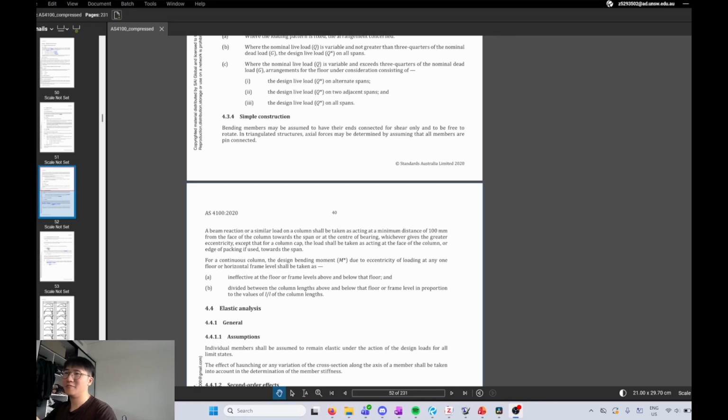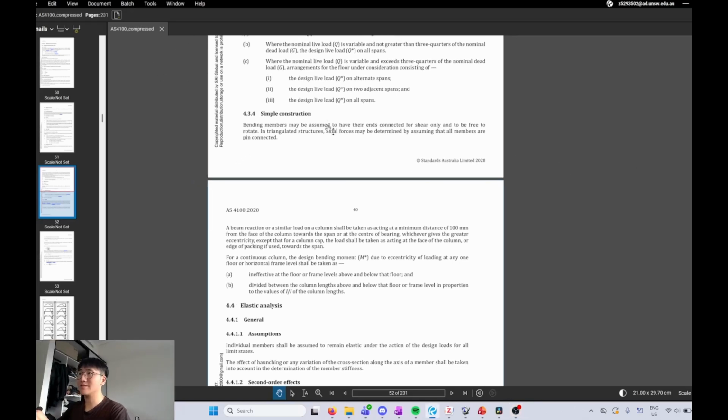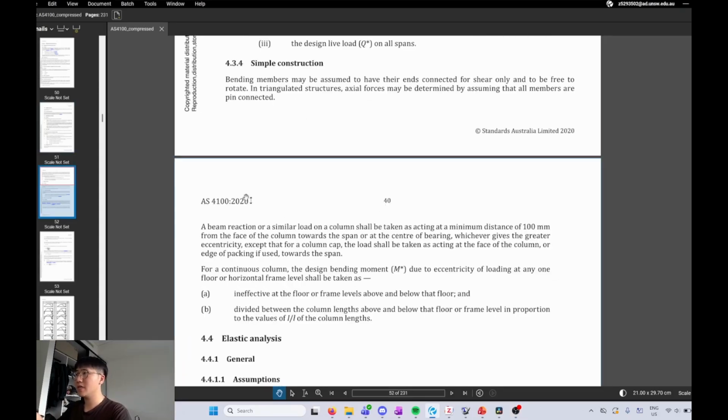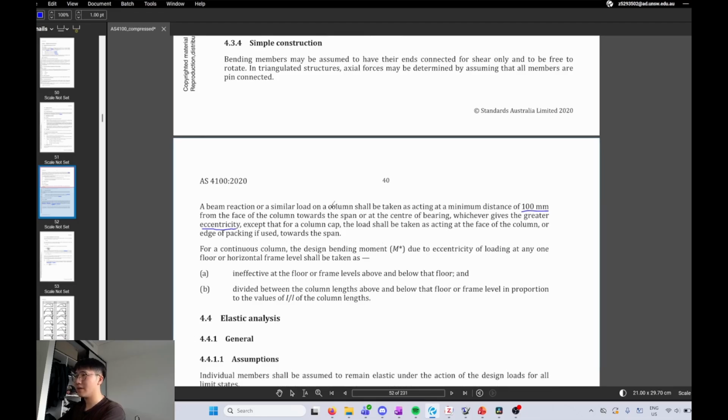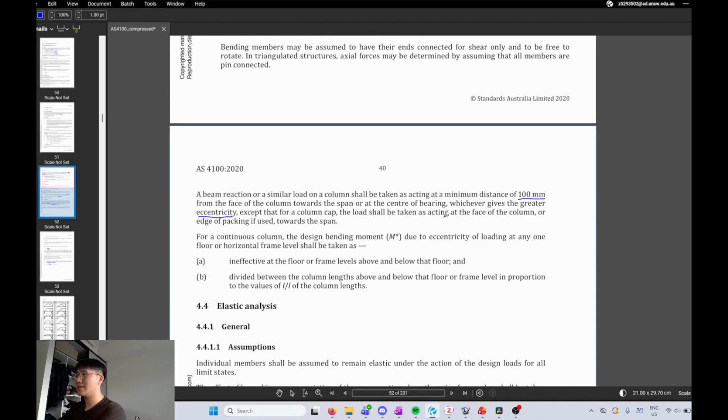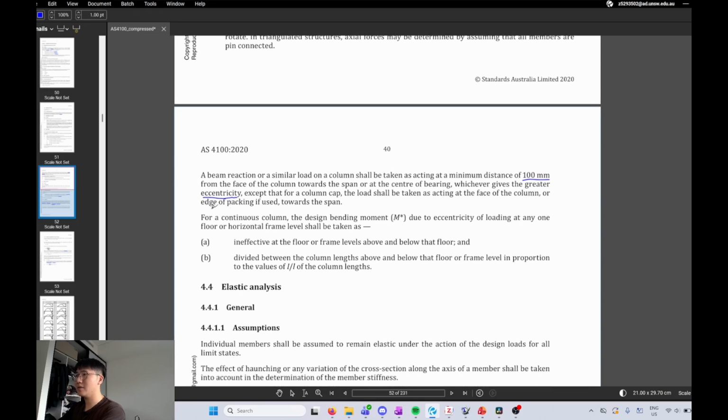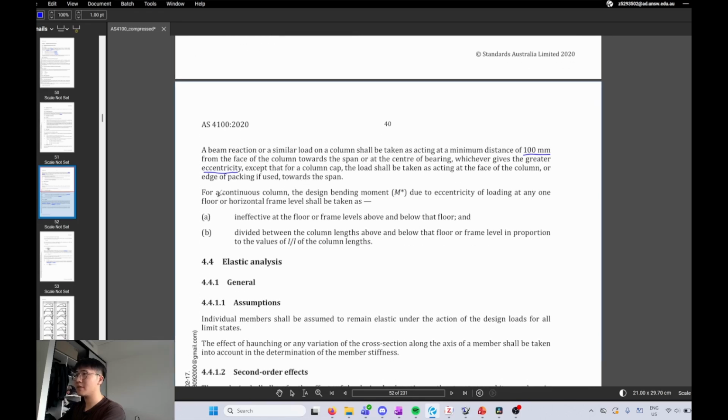Hello, it's me in post-recording. So I found what I was talking about. In AS4100, talking about trusses and whatever, but then on this next page, a beam reaction or similar load on a column should be taken as acting at a minimum distance of 100 mil. So I said 200, but I was wrong. At the face of a column towards the span or center of bearing, whichever gives the greatest eccentricity, except for column cap. The load shall then be taken as acting at the face of the column or the edge of packing if used towards the span. For a continuous column, bending moment should be taken as whatever.